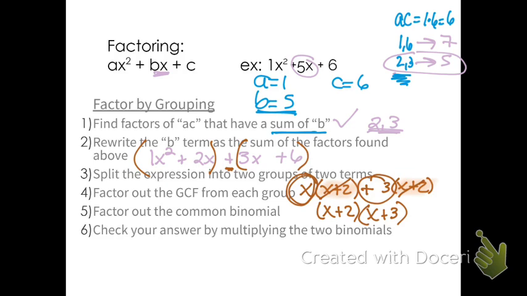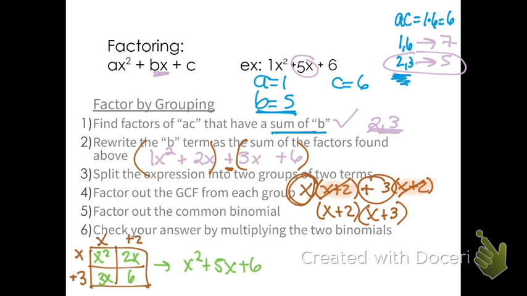And then step 6 is to check our work by multiplying that out and seeing if we get that original problem. So you can do the distribution method, or you can do the area model, whichever you like to check your work. I chose to do an area model, putting the x plus 2 on one side of the box, the x plus 3 on the other side, multiplied everything out, and I do get the same thing as my original.